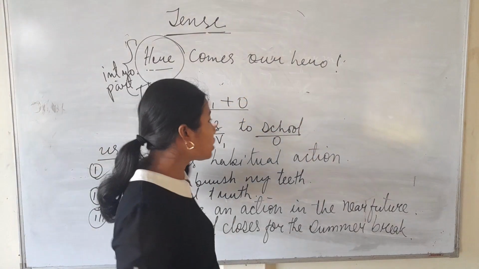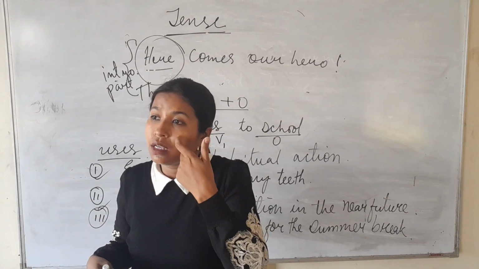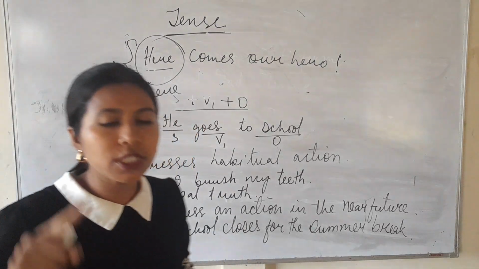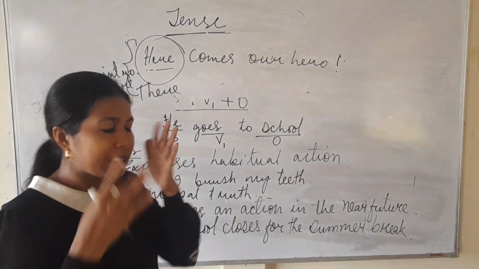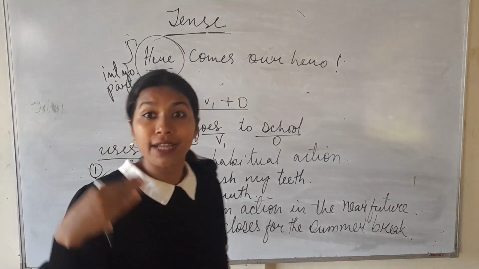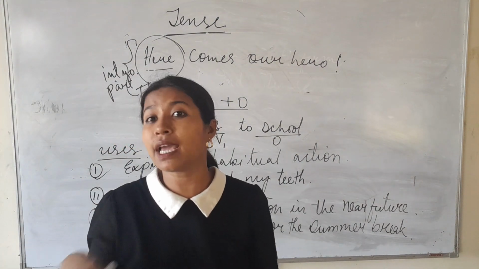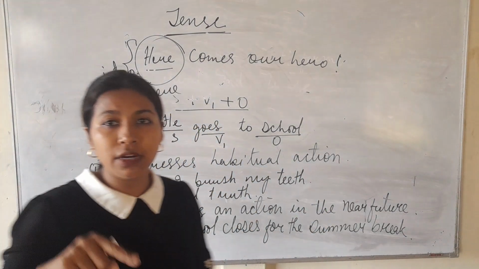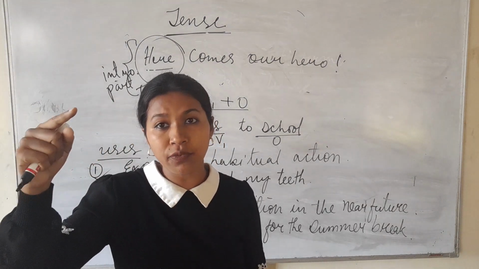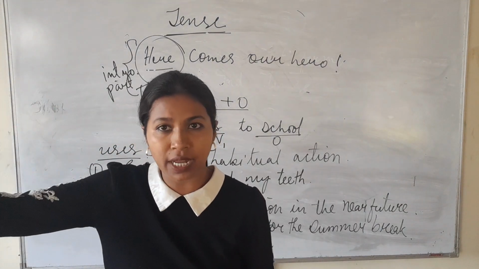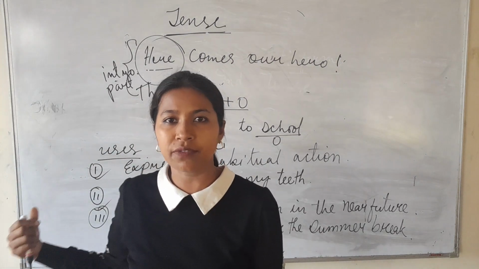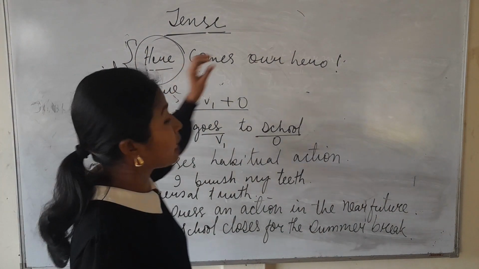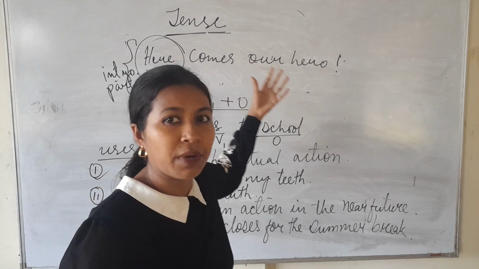Alright? So we have 4 things, let's just summarize. The first one is habitual fact. Any kind of habitual activities has to be expressed in present indefinite tense. The second one is any kind of universal truth, which is accepted universally, and has to be expressed in present indefinite tense. Then the third one is expressing the near future. Anything which is going to happen in the near future, even though it is in the future, sometimes we can express in present indefinite tense. And the fourth one is the introductory part. Whenever you get here and there in an exclamatory sentence, that sentence has to be in present indefinite tense.